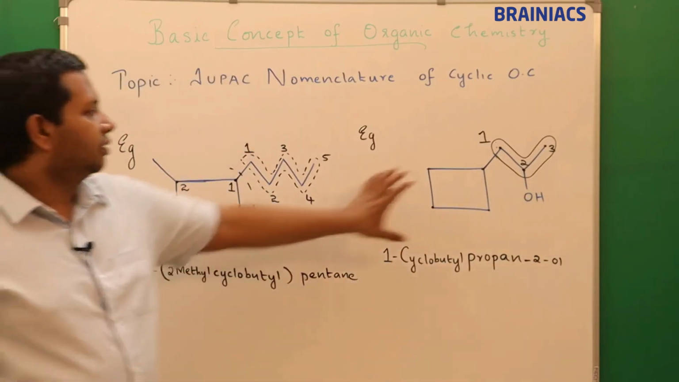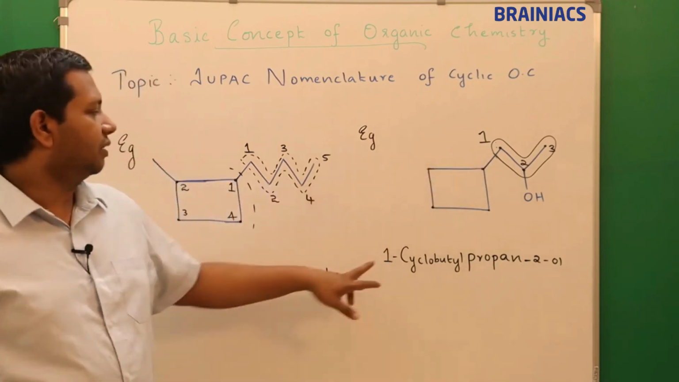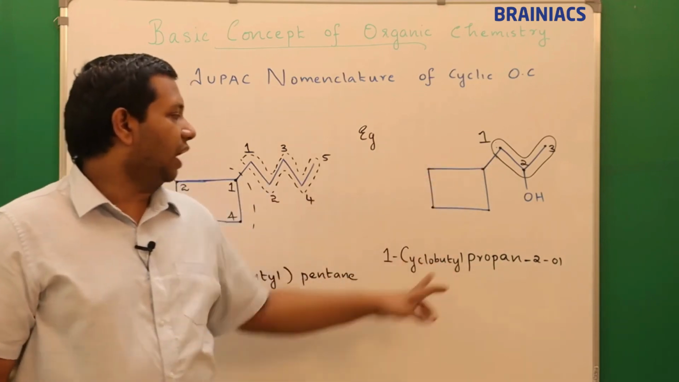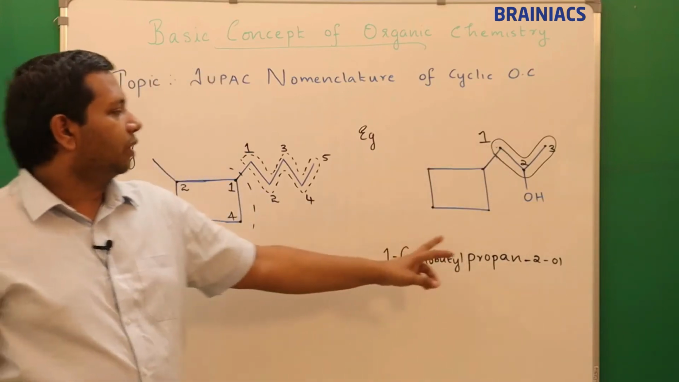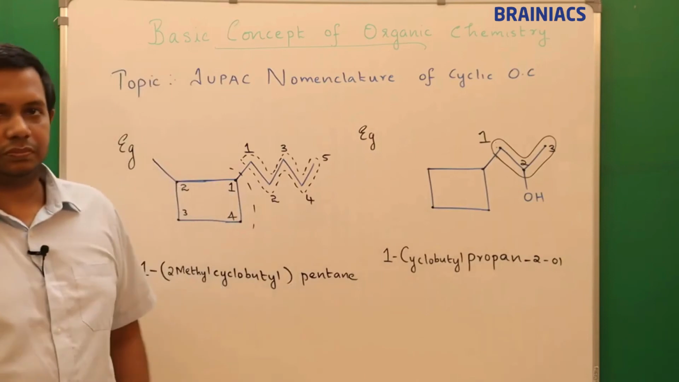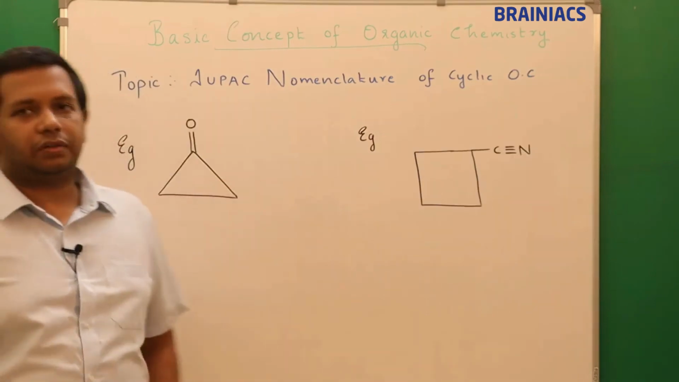Understood? So this ring is now behaving like a substituent. That is the reason why 1-cyclobutyl is coming. 1 H is replaced by this. So 1-cyclobutyl propan-2-ol. Okay. So we will go to the next examples.